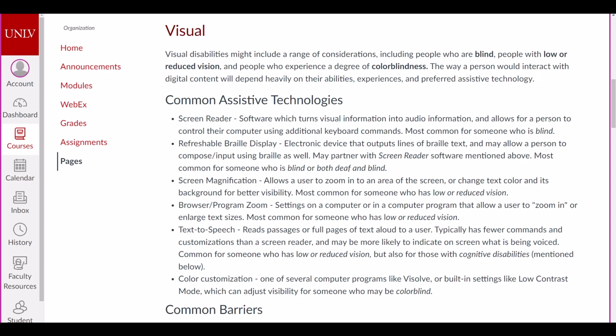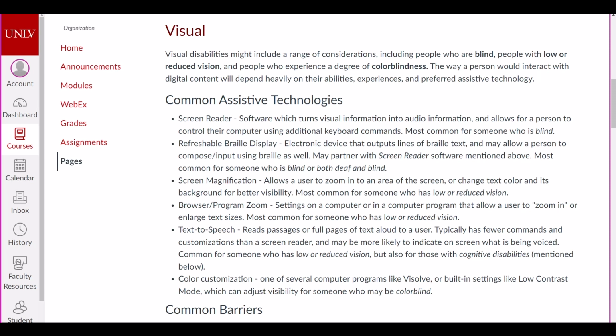Refreshable Braille display. Refreshable Braille display is an electronic device that outputs lines of Braille text and may allow a person to compose or input using Braille as well. This may be partnered with screen reader software mentioned above, and this is most common for someone who is blind or both deaf and blind.